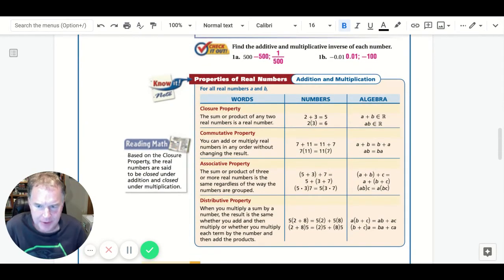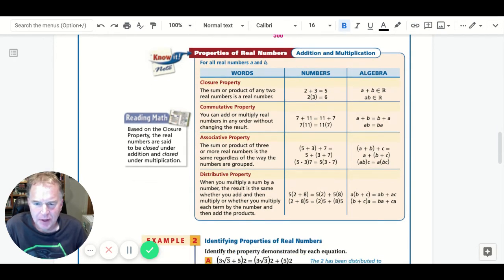Some more properties here. Closure property is a simple idea that if I add two real numbers, I get a real number. If I add two natural numbers, I get a natural number. The natural numbers are closed under addition. If I add or multiply, say, two integers, I get another integer. Integers are closed because, again, when you add them or multiply them, you get another integer. The real numbers are closed.